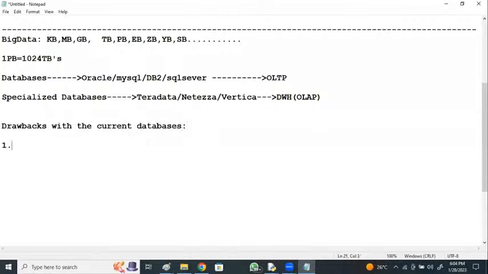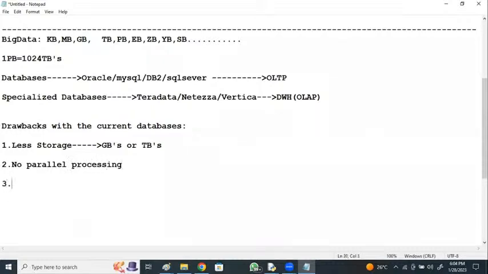So first thing, right? Most of the databases handle very little storage. They can handle in GBs or in TBs. Mainly, most of the databases have no parallel processing.